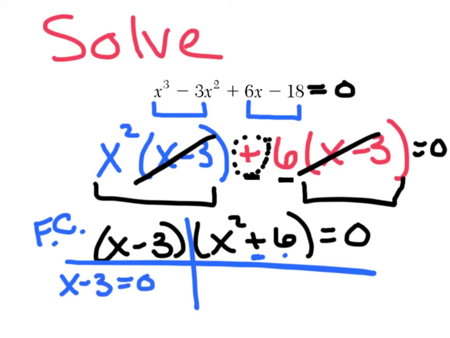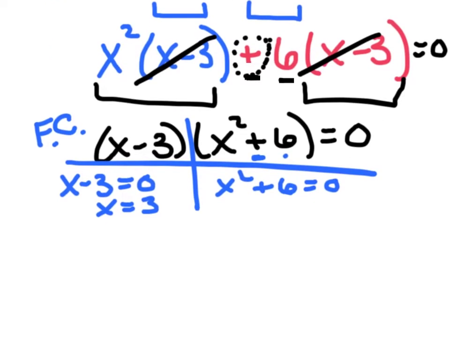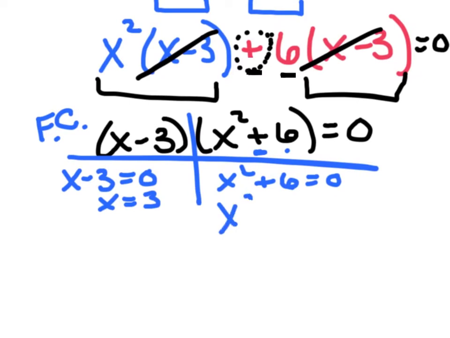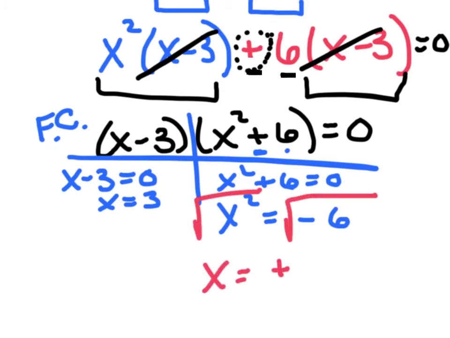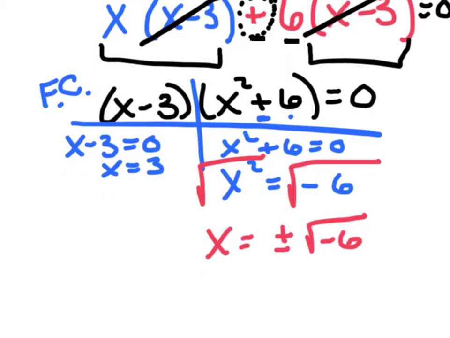So set each one equal to 0. Here I get x equals 3. I get x squared plus 6 equals 0. So if I keep chugging, I get x squared equals negative 6. And I'm going to take the square root of each side. Now don't forget the most important thing there is that I should get plus or minus the square root of negative 6. Now that's not simplified. I can go one step further. Hopefully we remember that a negative under a radical turns into the letter i for imaginary number, radical 6. And I can't break 6 down.